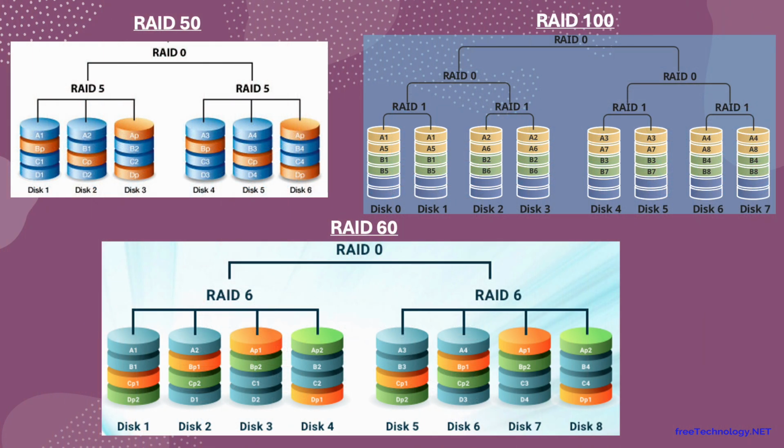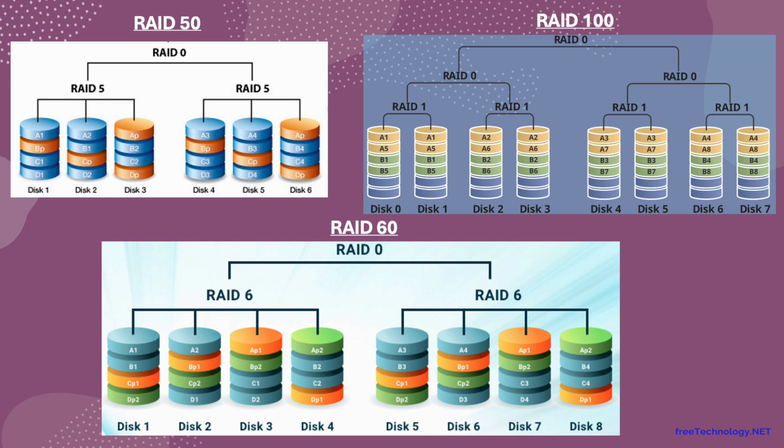RAID 50 requires a minimum of 6 disks, with 2 RAID 5 arrays, and a combined RAID 0 array. Here the data blocks written to volume will be striped across 2 RAID 5 arrays, and each RAID 5 array block will be striped across along with parity for fault tolerance. In RAID 50, the storage volume utilization is 66% and more.